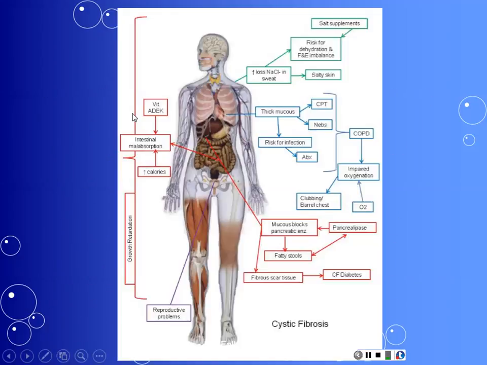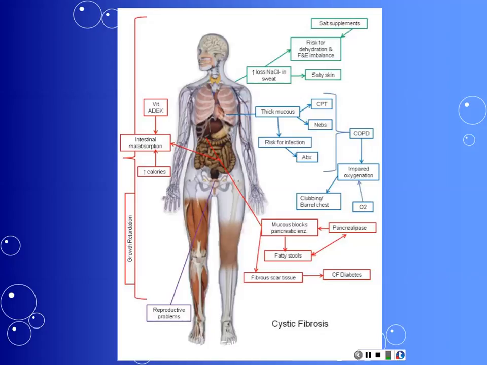But they do need vitamins A, D, E, and K, which are the fat-soluble vitamins. And these kids will generally be 1/2 to 3/4 of the size of other kids their age. They will look a lot younger than they are because they have growth retardation due to that malabsorption.